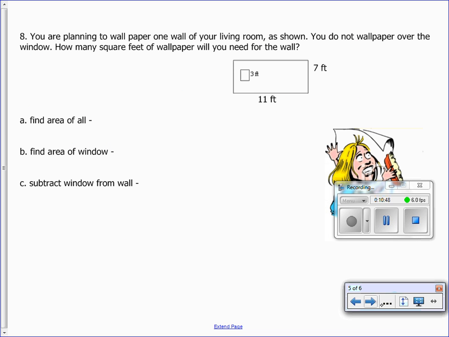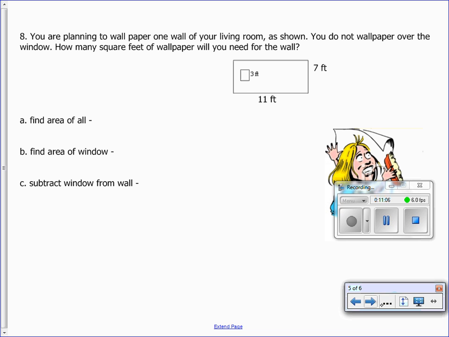Now we're going to deal with number 8. You are planning to wallpaper one wall of your living room as shown. You do not wallpaper over the window. So there's a 3-foot window in this example. How many square feet of wallpaper will you need for the wall?